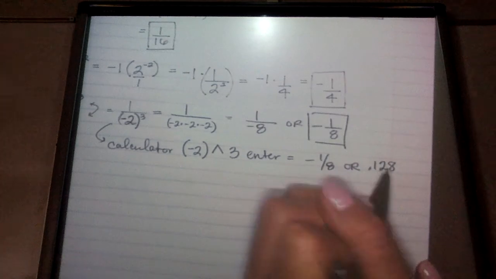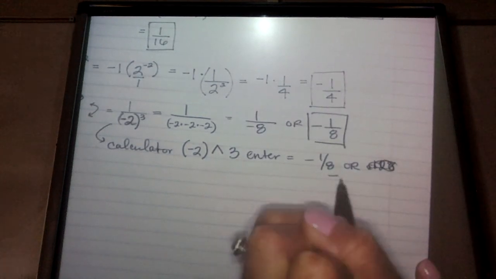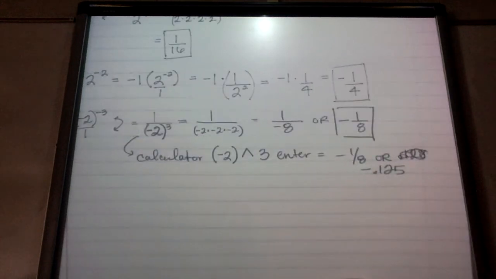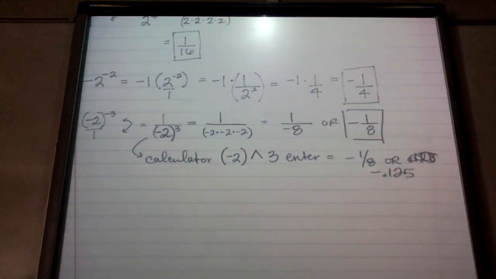My pens that I usually use... it's -0.125. Anyways, you choose whether you want to do it by hand or with your calculator. That's the last one like this, going over negative exponents.